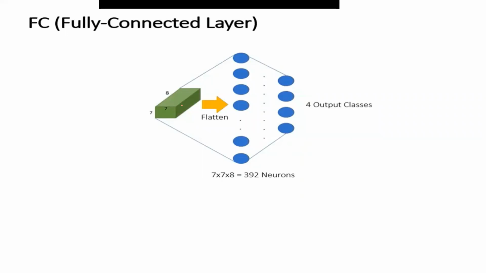So how does the fully connected layer work? When we have done the max pooling or global pooling, the output is in 3D format, right? And you know that a deep neural network works on a linear layer, so we need to flatten it. So this 7 by 7 into 8 creates 392 neurons, right? These 392 neurons would be the input features of my deep neural network.